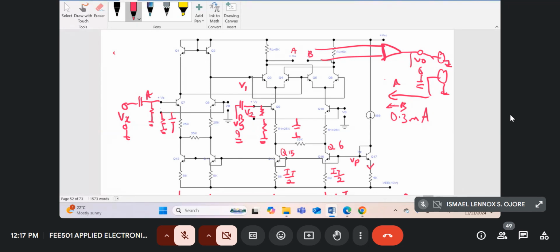Okay, so which other lab did you have a problem with?